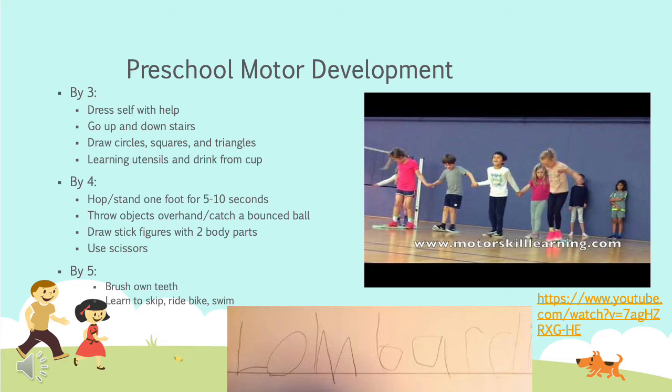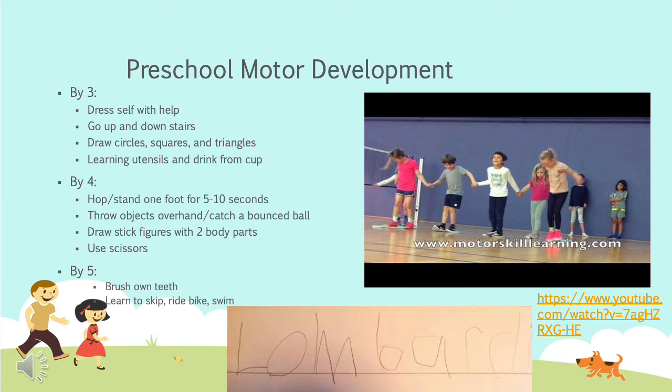By age 5, they should be brushing their own teeth. They still should have that adult supervision during the teeth brushing, making sure that they're getting all of their teeth, and may need help with the back molars at first. They are learning to skip and ride a bike. The training wheels are usually coming off by around 4 or 5. And they're also learning swimming, which is more of a life skill and a safety skill that they should have down by age 5.